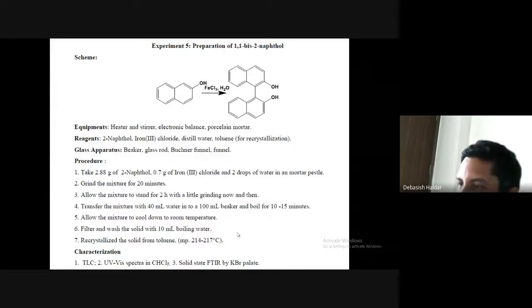Crystals. And so that's it. It's a very easy synthesis process. And then we'll characterize our compound using various spectroscopic techniques.